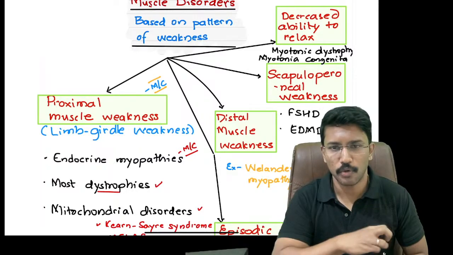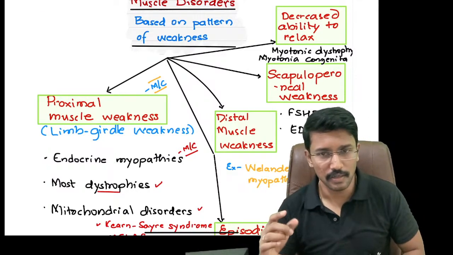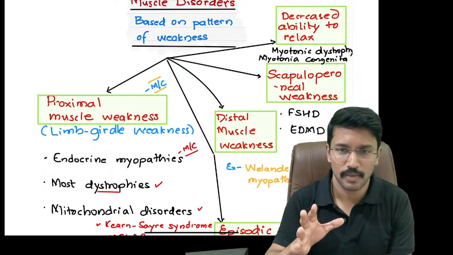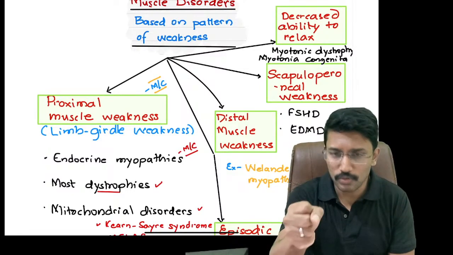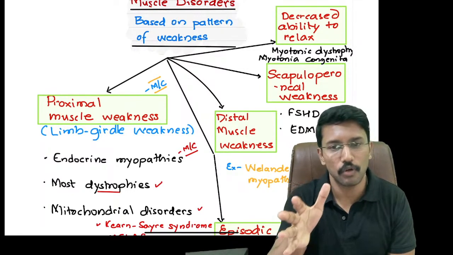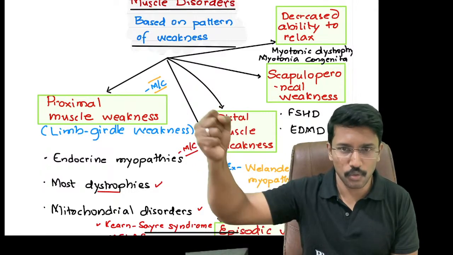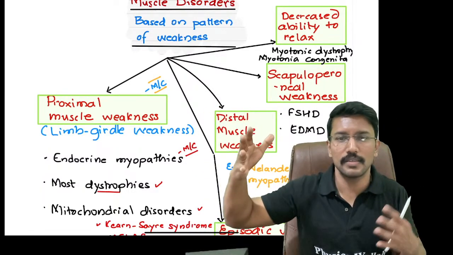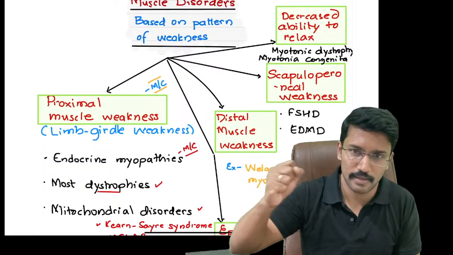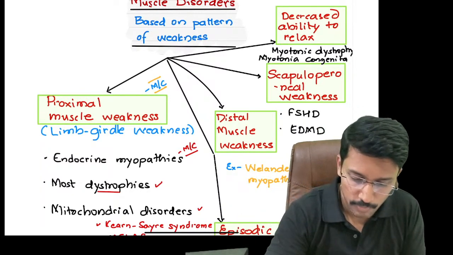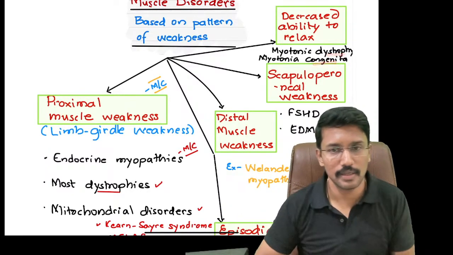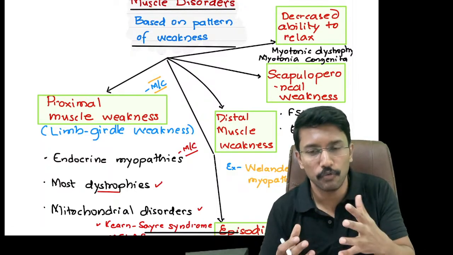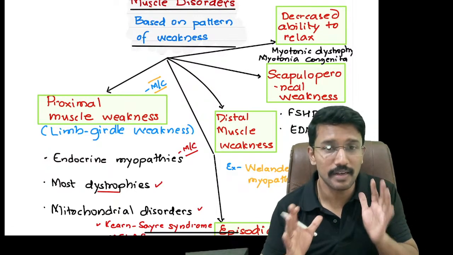In some of them, it may be proximal. In some of them, it may be distal. But along with that weakness, they have difficulty to relax. So when they hold on to some objects, they cannot let go of the objects. They're standing in the bus holding the rail, and when they have to get down, they need to struggle to get themselves released from the railing. So this is what we call myotonic dystrophy and myotonia congenita. This is a basic we should know. Based on the pattern of weakness, we will be able to make a clinical diagnosis.